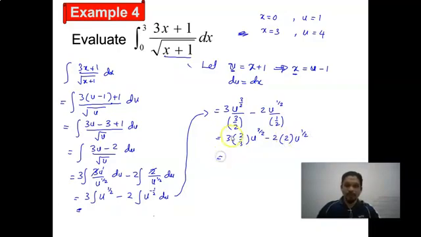Okay, now dividing, you have 2u power of 3 over 2 and minus 2 times 2 equals 4 u power of 1 over 2.